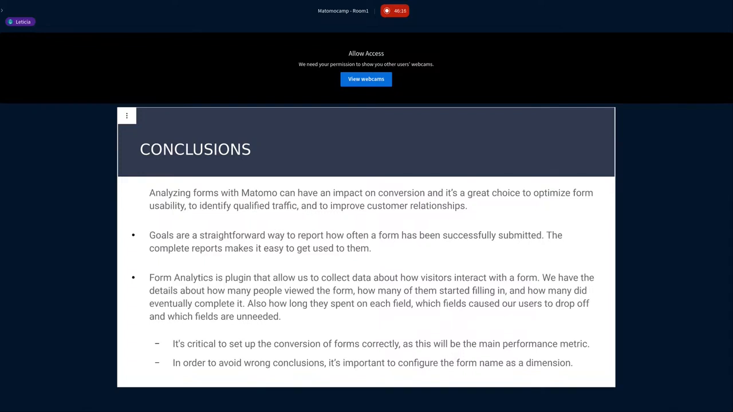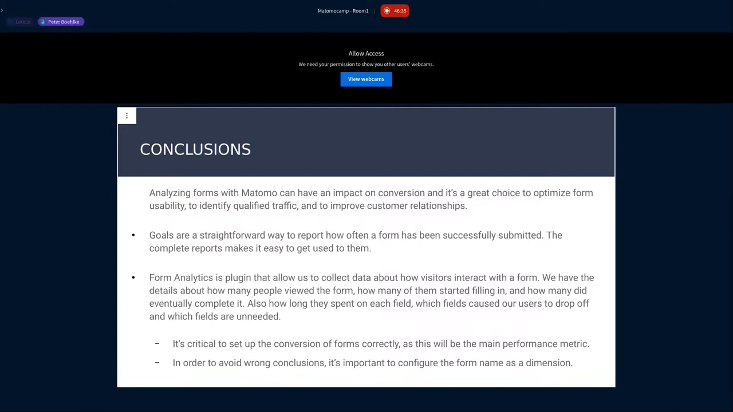In 90% of the cases, we export the form data to analyze it in other tools, to be able to cross the form name with other dimensions and get more insights. Because, as I say, only with the page, we can have really inconsistent data.